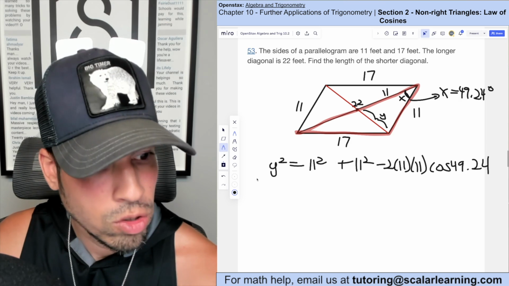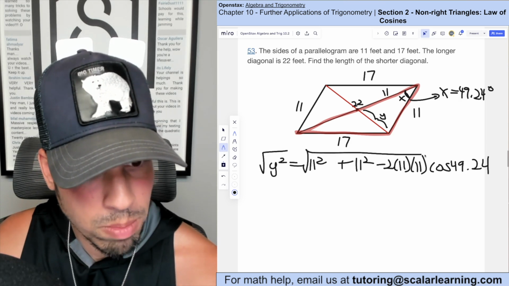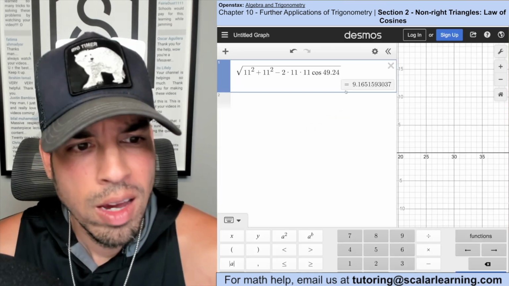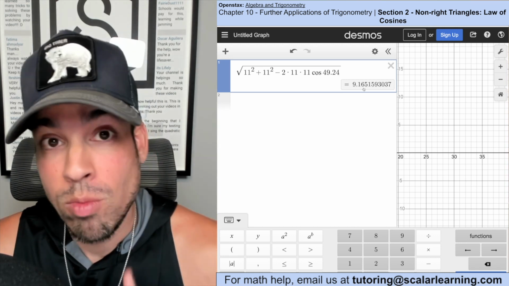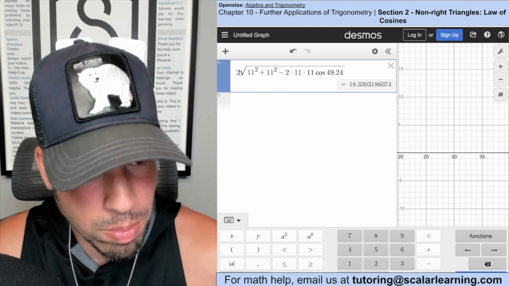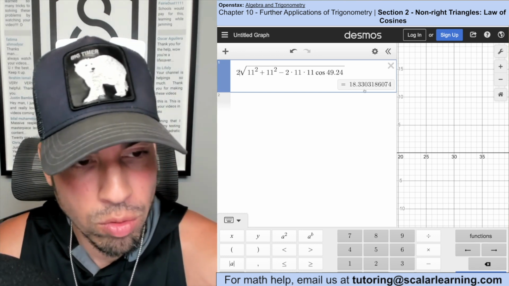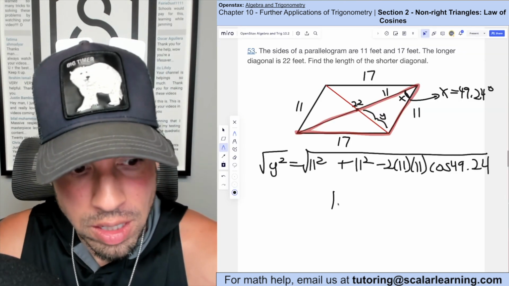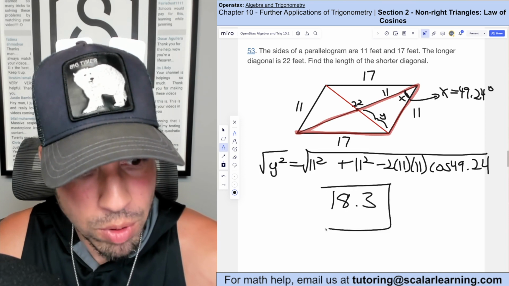Okay, now to solve for this, all I got to do is take the square root of both sides. So let's plug it into Desmos now. And we get 9.165. But again, remember, this is half of the diagonal that we want. So to get the final answer, we multiply this by 2, and we get 18.3 to the nearest tenth. So the answer is 18.3, boom, done.